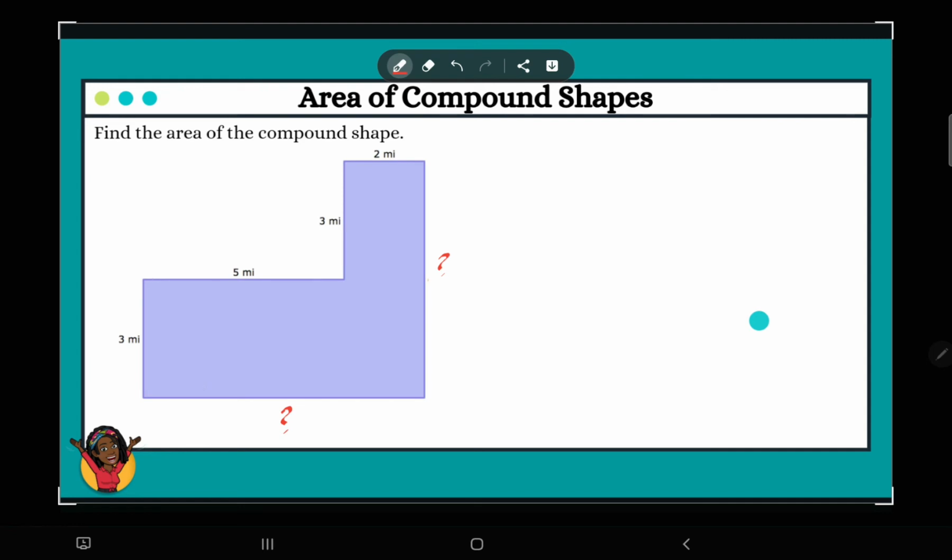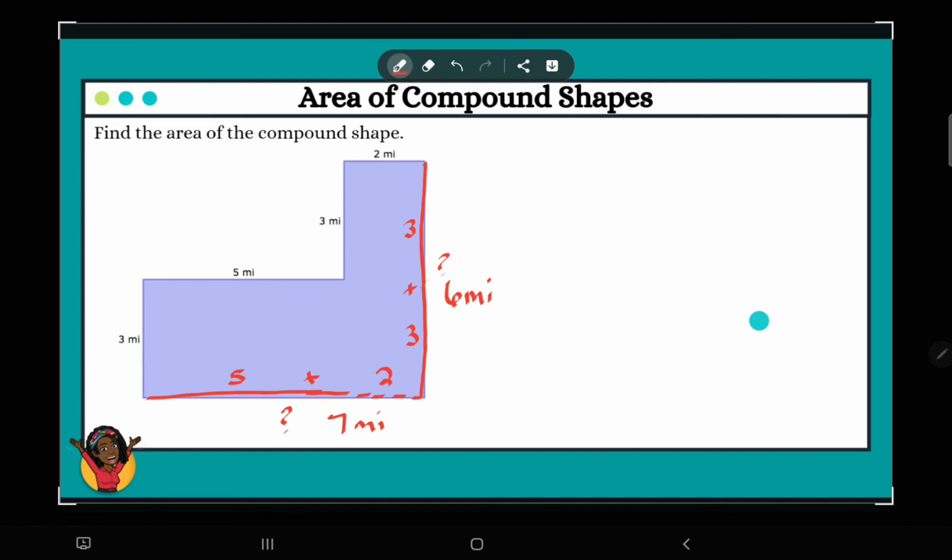Now if this portion is 5, and then this portion over here, so this to here is 5, and then from here to here is 2, I have 5 plus 2, where this would be 7 miles. And if from here to here is 3, and then from here to here is also 3, then I have 3 plus 3, where this is 6 miles. So now I have all my dimensions filled in.